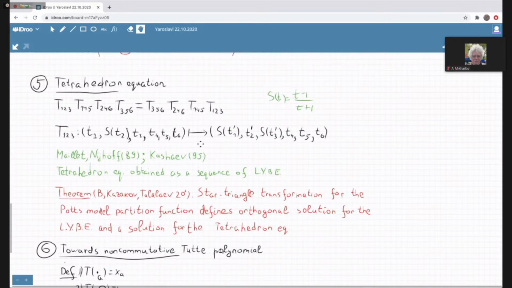Again, the proof of this theorem is quite hard, and we have two different proofs of the theorem, but the idea in a few words is that we have two different sequences of local Yang-Baxter equations, which give us the two sides of this tetrahedron equation, and we track the changing of parameters in this sequence of local Yang-Baxter equations and claim that these two sides coincide.